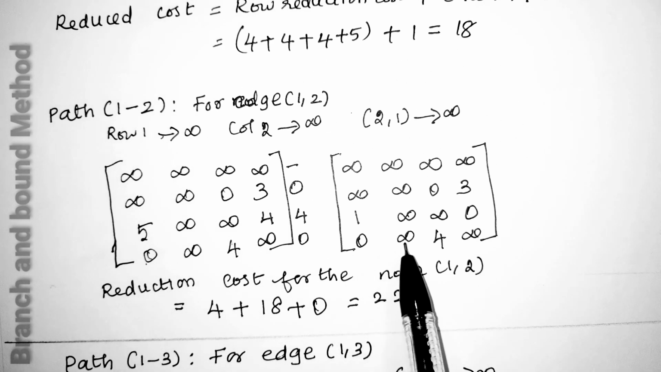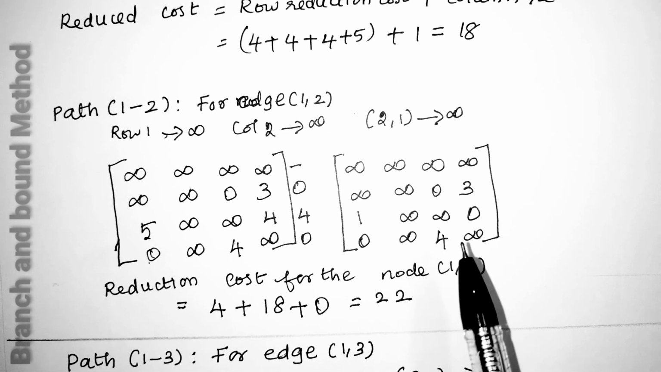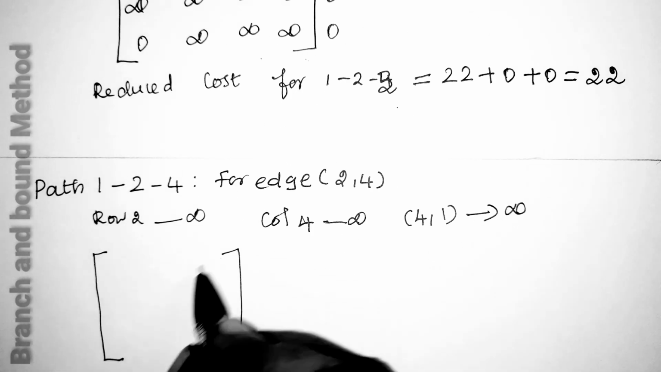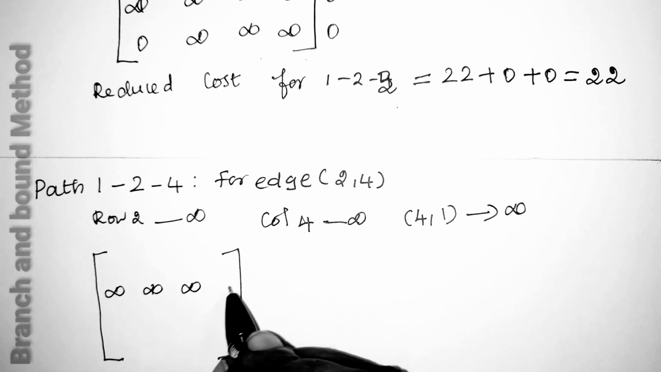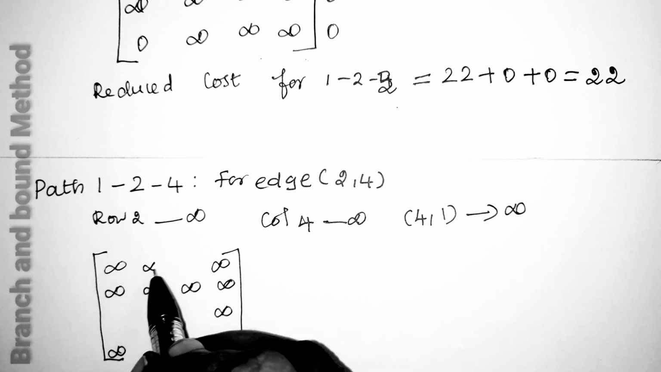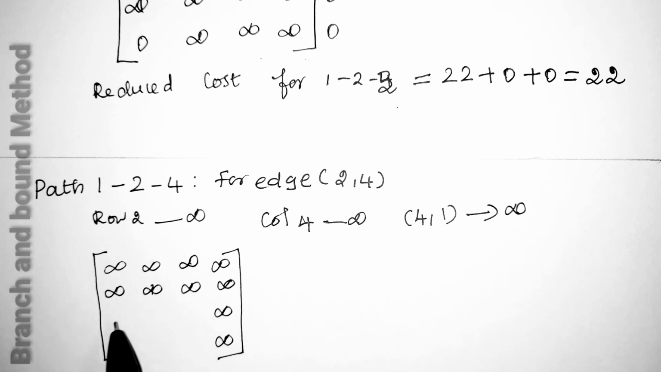From this matrix, you have to write the reduced matrix for the path 1, 2, 4. In the reduced matrix, the second row is infinity, the fourth column is infinity, and 4, 1 is infinity. Write the remaining values as they are. Infinity, infinity, infinity. Third row: 1, infinity, infinity. And the fourth row: infinity, 4. From this, you have to perform row reduction and column reduction.